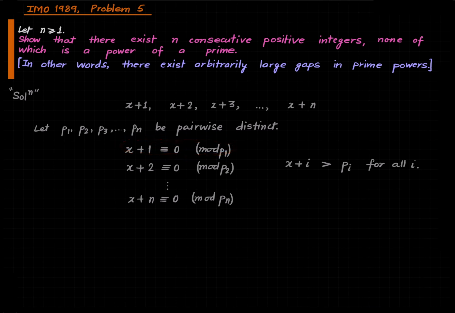Why? Because this cannot be a prime because it is divisible by p1 and it is greater than p1. X plus 1 is greater than p1. Correct? Similarly, this cannot be a prime because it is divisible by p2 and it is greater than p2. So none of these are primes. So the Chinese remainder theorem proves that there are arbitrarily large gaps in primes.